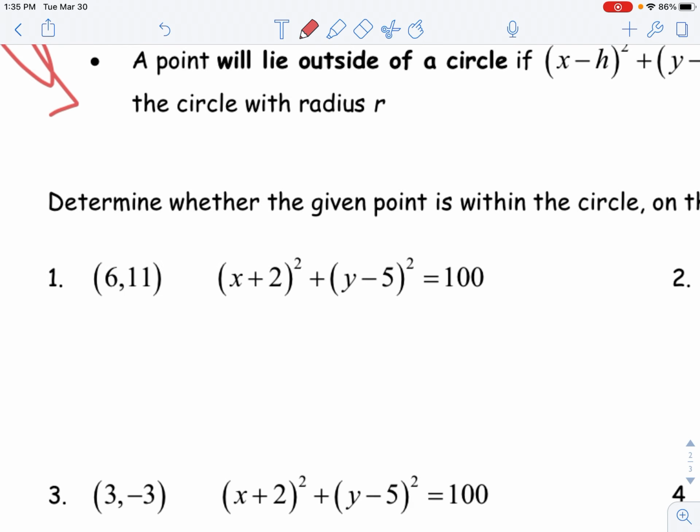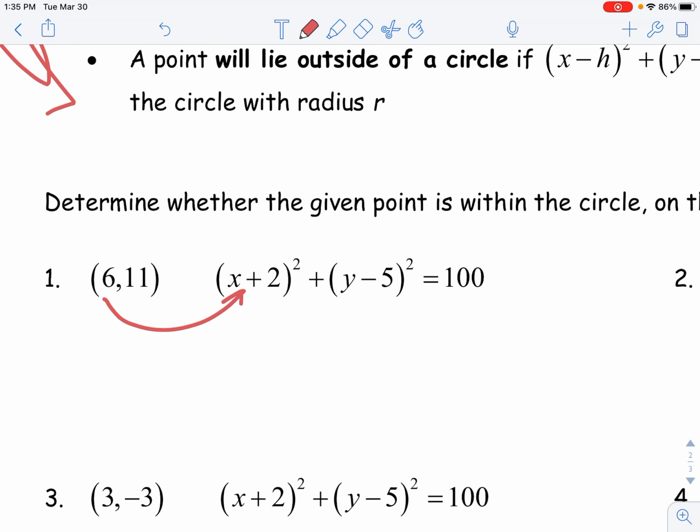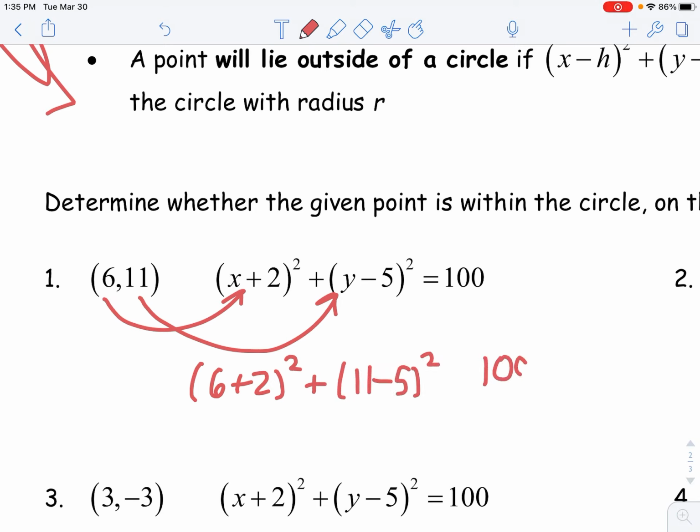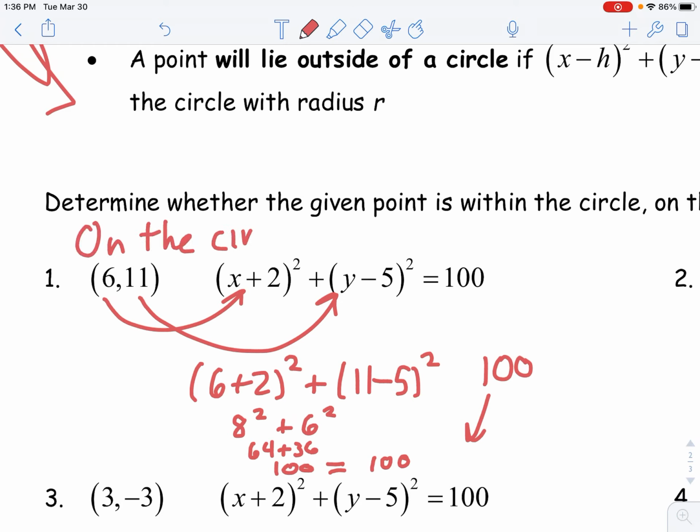All right, so to determine this, all we're going to do is literally plug in 6 for x, plug in 11 for y, and see what happens. We're going to get (6 + 2)² + (11 - 5)², and we're not going to write equals. We're going to compare it to 100. I'm going to get 8² + 6², which is 64 + 36, which is 100. Since 100 equals 100, this lies on the circle.